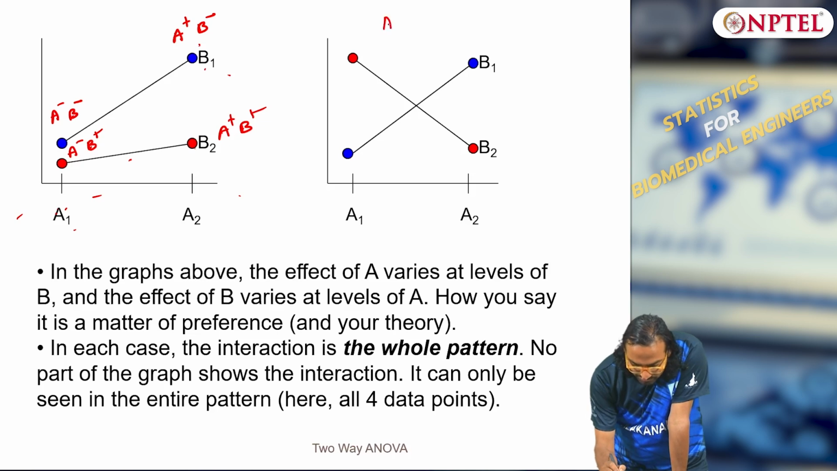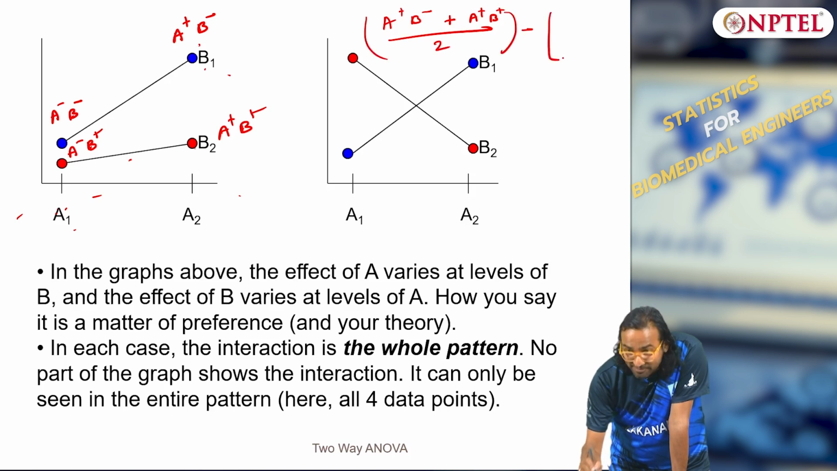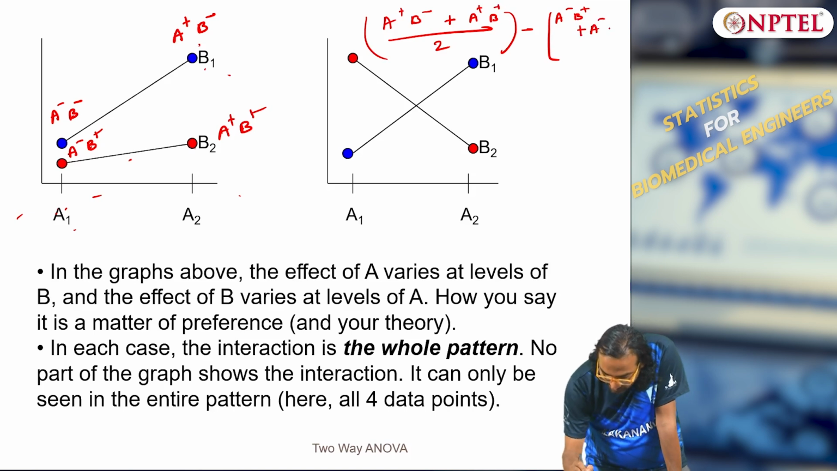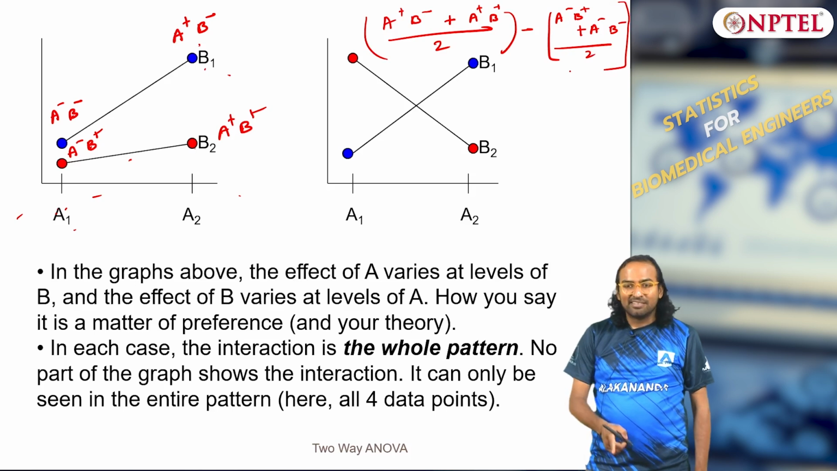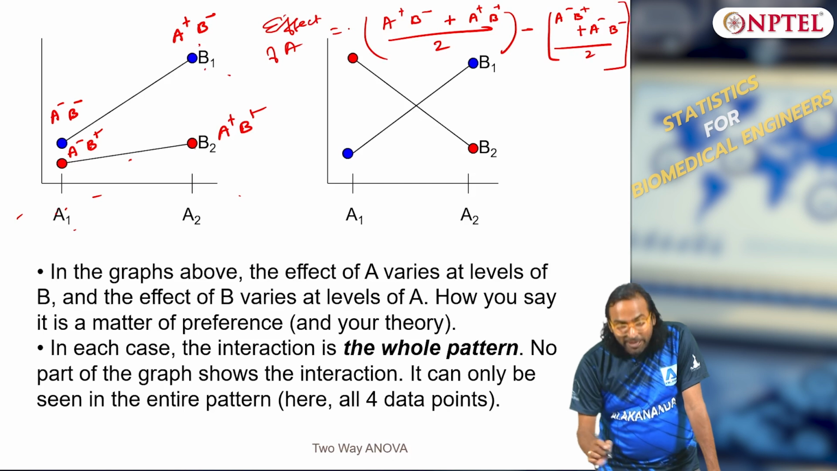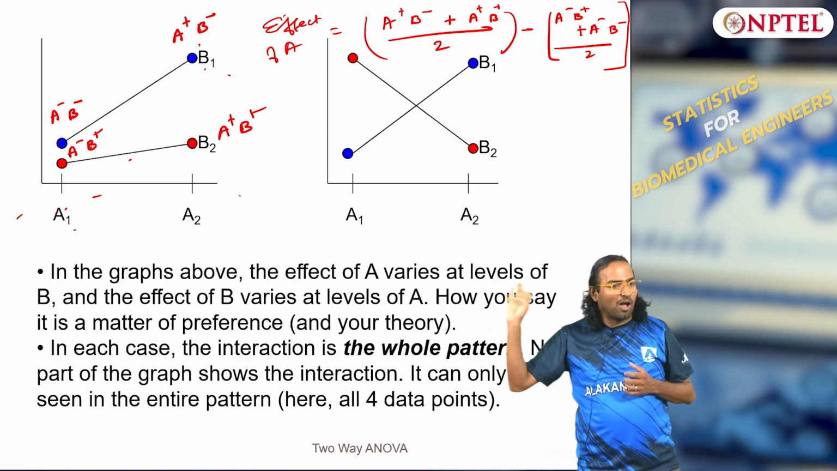So how do I do it? Tell me. A positive, B negative plus A positive, B positive, divided by 2, minus A negative, B positive plus A negative, B negative. Does this make sense? This is my effect of A. Is everybody clear? Common man, common sense.